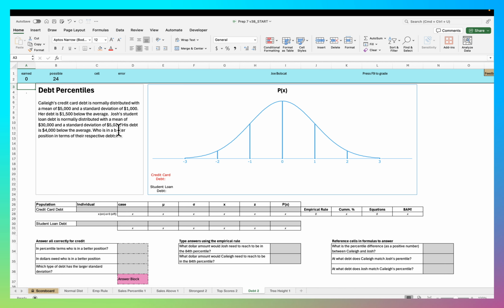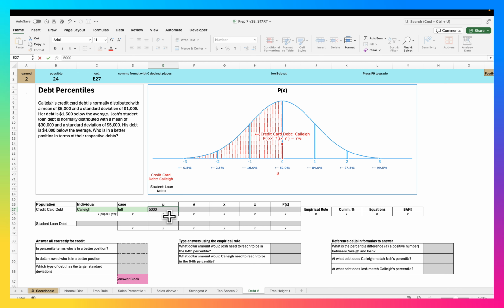So who's in a better position in terms of their respective debts? Better position is going to be basically lower percentile. So this is going to be looking left. Kaylee's got credit card debt. Case is left. Mean is 5,000. Standard deviation is 1,000. And she's 1,500 below average, so she's at 3,500.